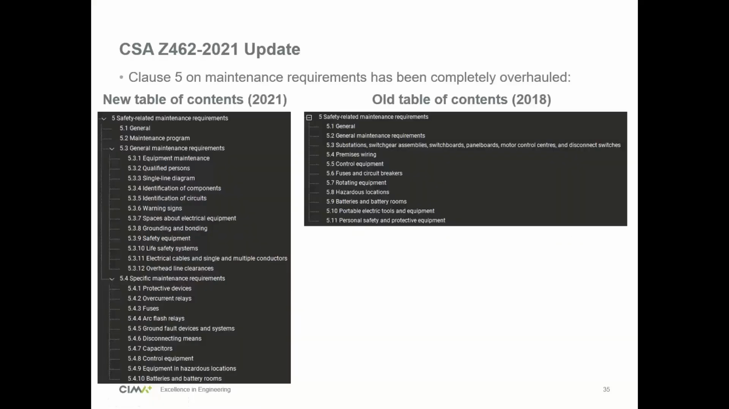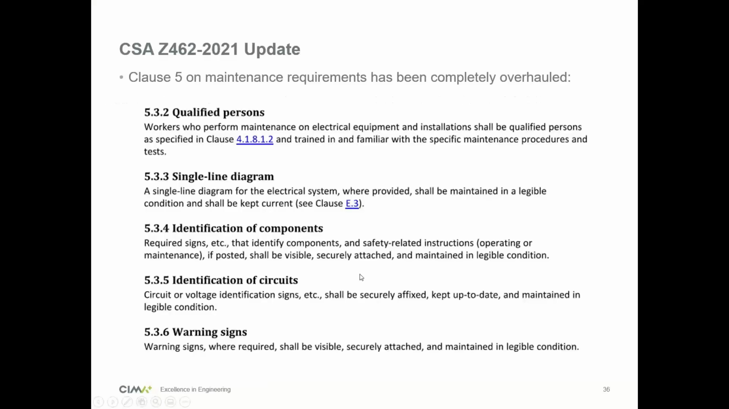Next, there's a big change with regards to Clause 5. Clause 5 was the maintenance requirements, and it's been completely overhauled. On the right is the old table of contents, and now on the left is the new table of contents. They basically doubled the number of sections and added more requirements with regards to maintenance. I'll go through the main ones.